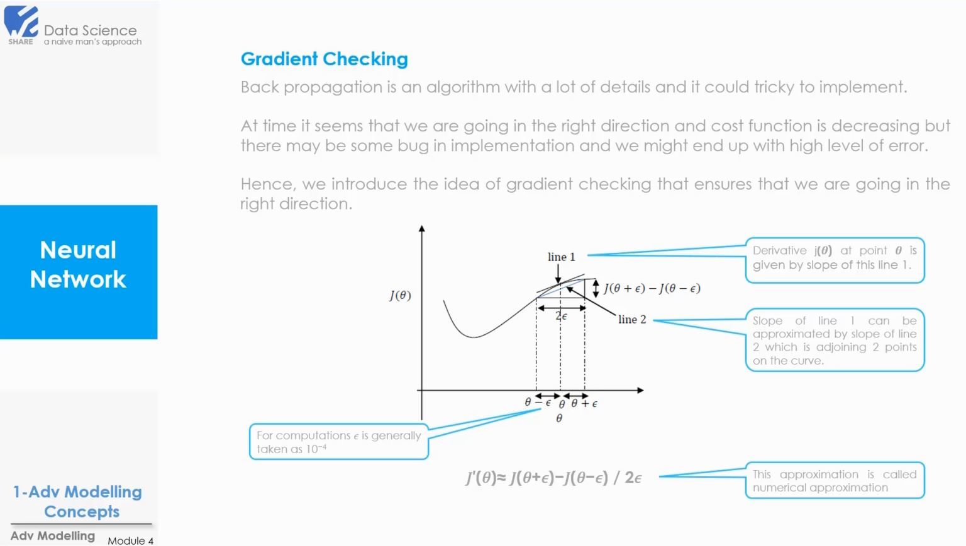Similarly, if there are more than one variable, we can extend the same concept and we will use partial derivatives there. Recall, partial derivatives are also derivatives but taken by keeping other variables constant. So this is known as numerical approximation, and this is how gradient checking is done.